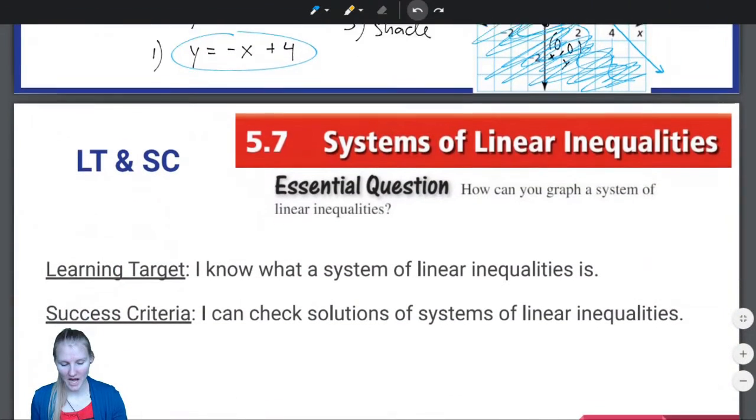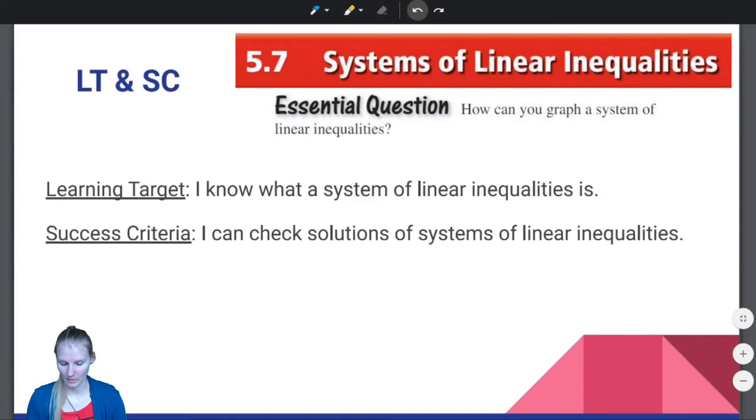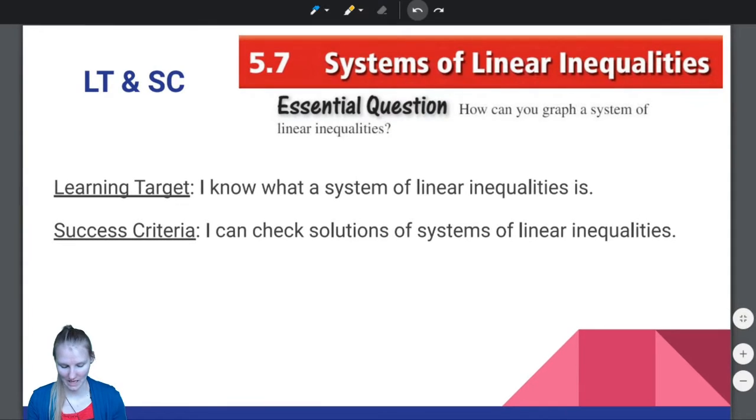Now, today, we are going to jump into section 5.7. 5.7 is systems of linear inequalities. So in 5.1 through 5.4, we looked at systems of linear equations. In 5.6, we looked at linear inequalities. So now we're kind of going to combine the first part of chapter 5 and 5.6 together. Now we're going to have systems of linear inequalities.